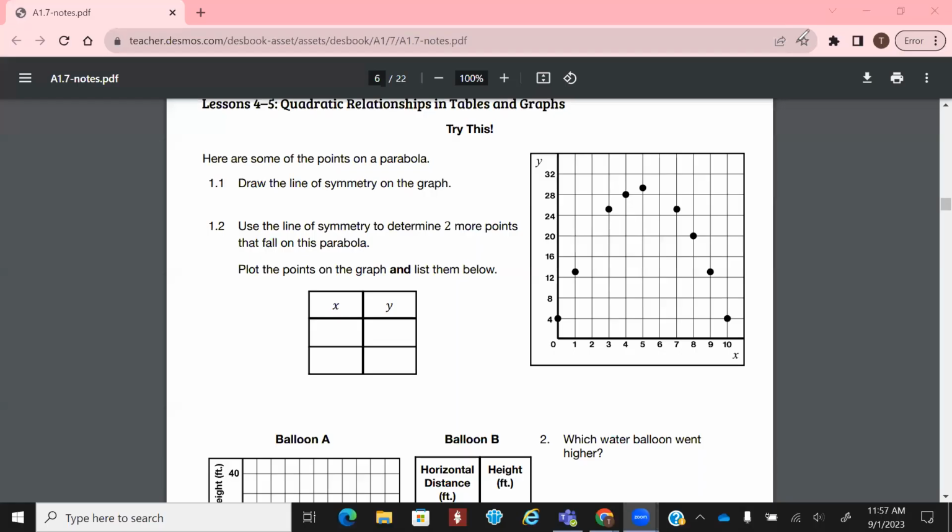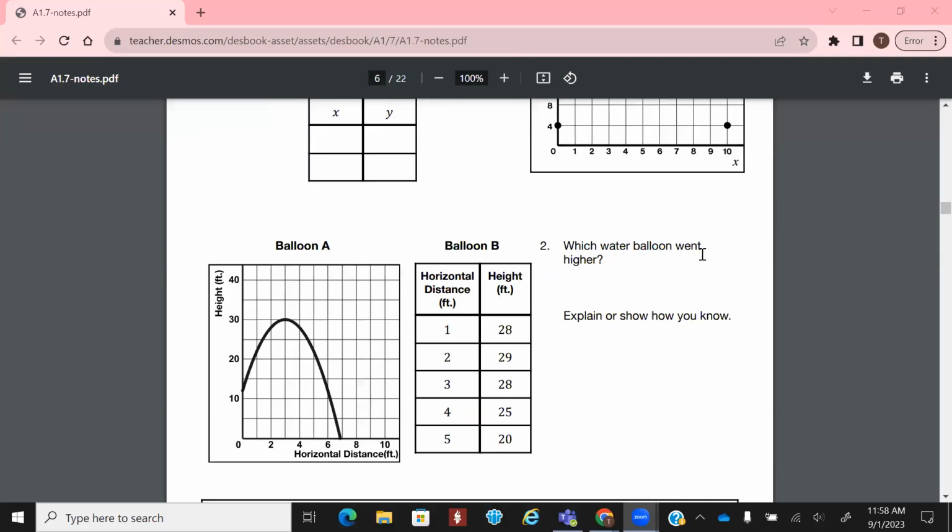Okay. So it says draw the line of symmetry. So this is going to be right here at x equals 5. And then it says plot the points on the graph and list them below. So the points right here or right here are on the graph as well. So that was 628 and then 220.